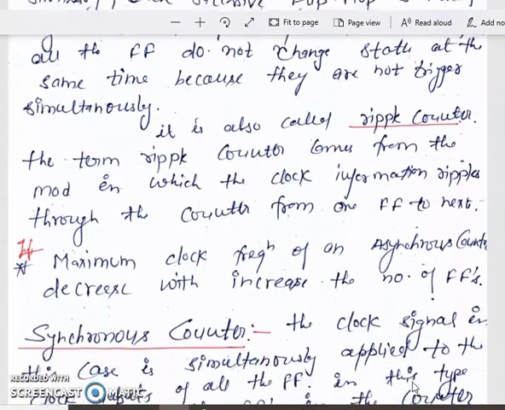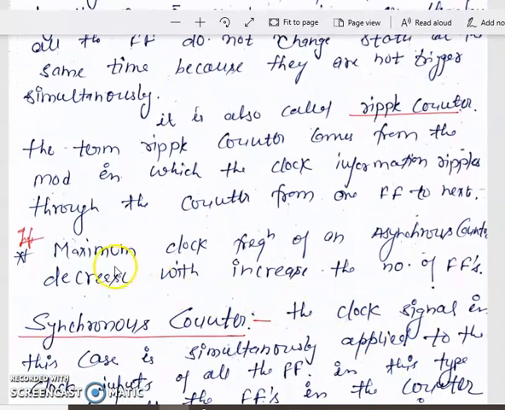Next, the important thing is that the maximum clock frequency of an asynchronous counter decreases with an increase in the number of flip-flops, because the maximum clock frequency of the asynchronous counter is divided by 2 to the power n, where n is the number of flip-flops or the number of bits used here.